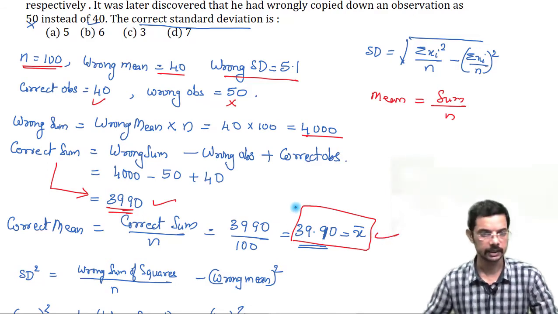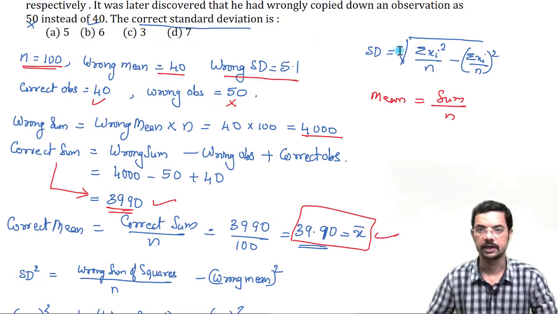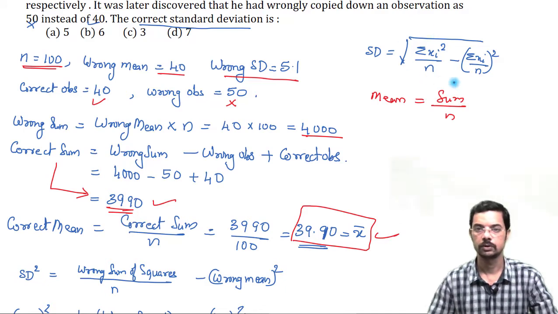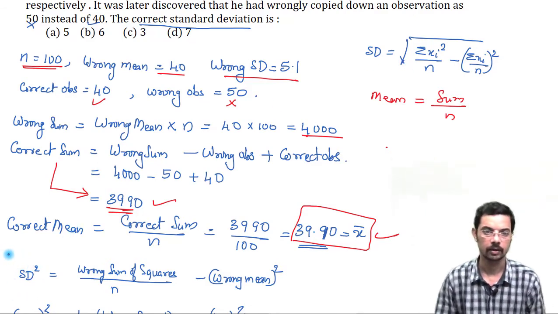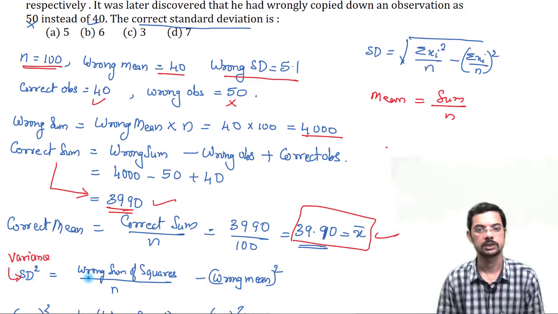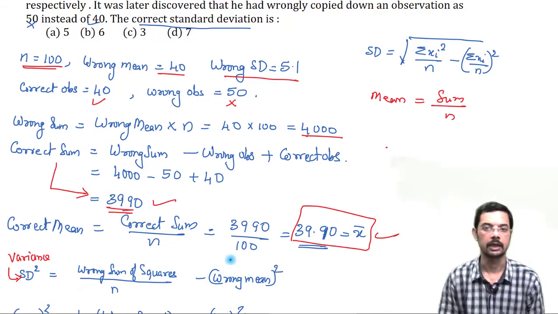Next, we know that the standard deviation is defined as the square root of the sum of squares of observations divided by n, minus the square of the mean of observations. So the variance is the standard deviation squared. Taking the square on both sides, variance is equal to SD squared, which is equal to the wrong sum of squares divided by n minus the wrong mean whole square.